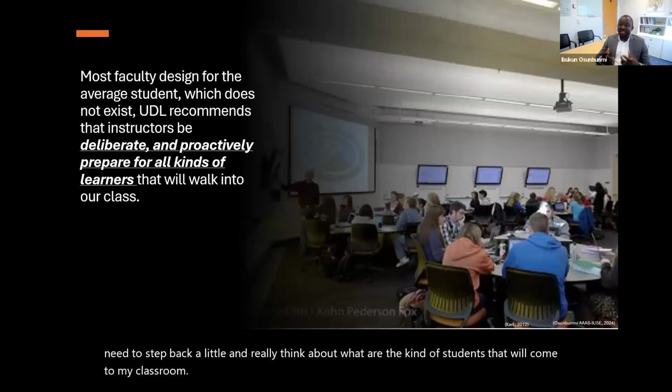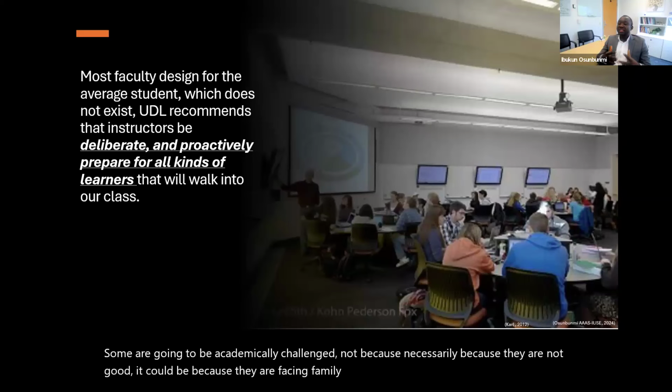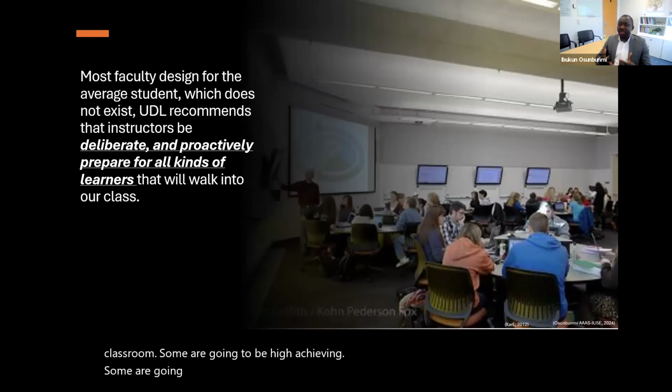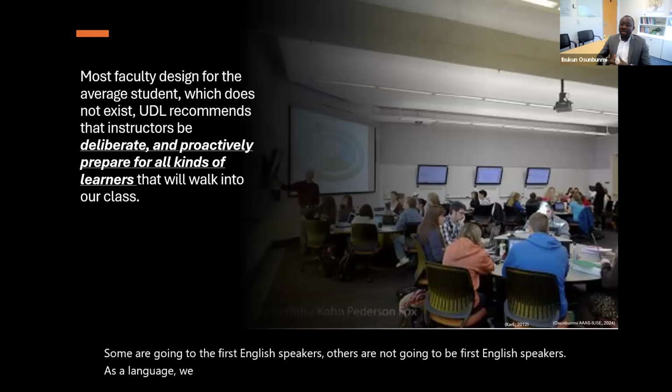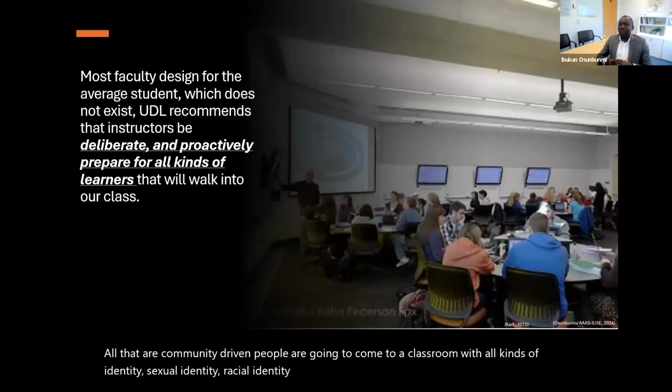Some are going to be academically challenged, not necessarily because they're not good. It could be because they're facing family challenges or some behavioral pattern in your classroom. Some are going to be high achieving. Some are going to be first-language English speakers. Others are not going to have English as a first language. We have people who come to your classroom who are driven by personal goals. Others are community driven. People are going to come to your classroom with all kinds of identity: sexual identity, racial identity, sexual orientation and gender orientation.